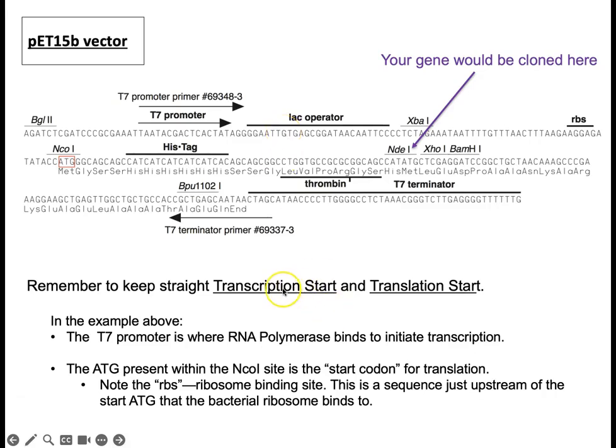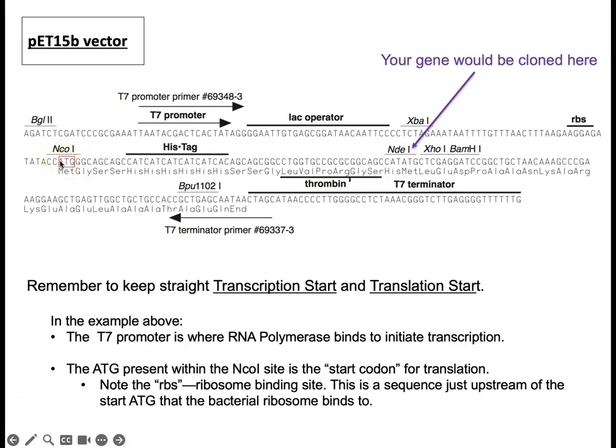Notice my note down here that you want to pay attention to your transcription start site and your translation start site. So the transcription start site is going to be just downstream of this T7 promoter. And then notice the sequence right here, which is a ribosome binding site. Once we have our messenger RNA that's been produced by transcription, the ribosome in bacteria is going to bind to the transcript and scan down until it finds this RBS, this ribosome binding sequence, and then it's going to start translating at this ATG right here. Okay, so this is your translation start site.